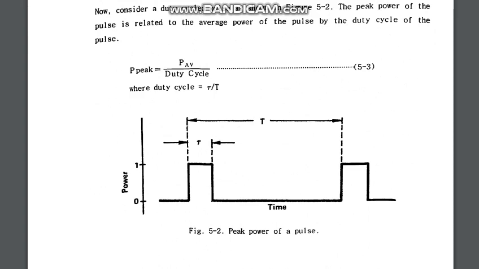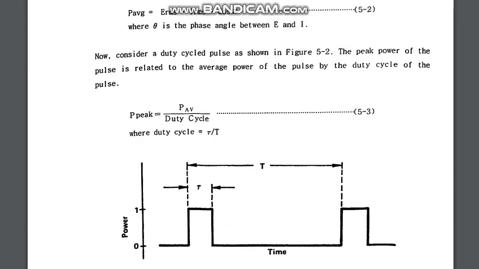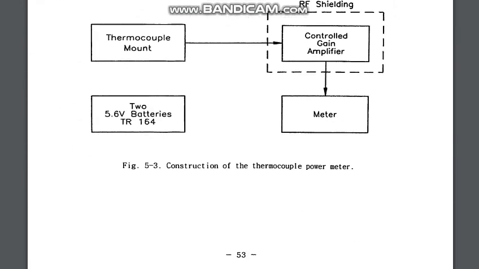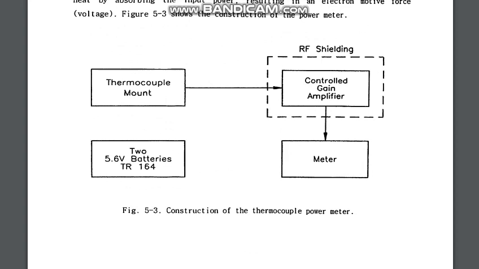There are a lot of average powers and a lot of powers. So peak power divided by the duty cycle gives the average power. So it is quite similar. It's a very simple type of experiment. To use it, connect the thermocouple mount to the controlled gain amplifier of the RF shielding, and there is a meter. That is the total construction of the thermocouple power meter.